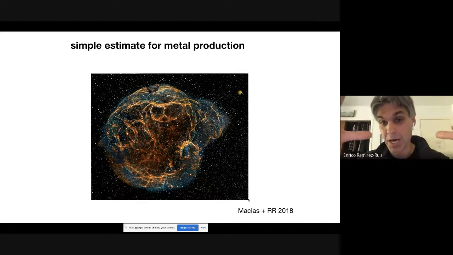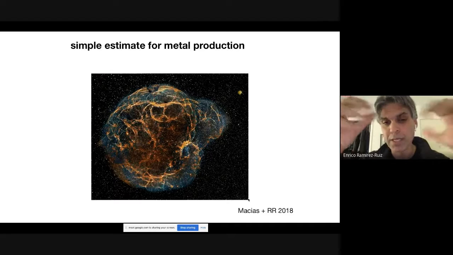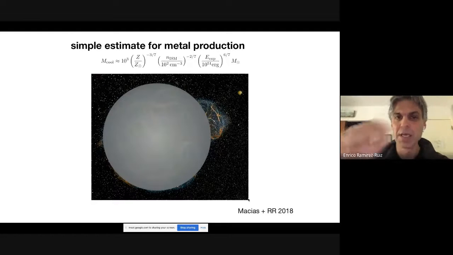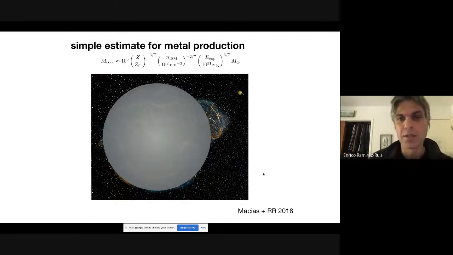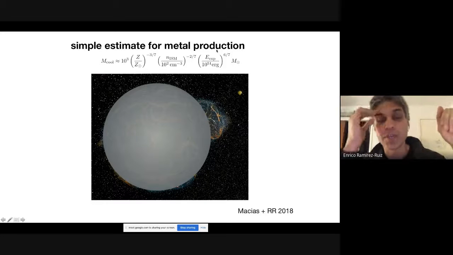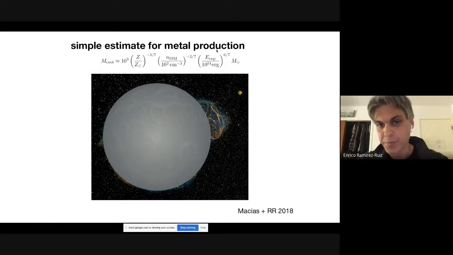It's incredibly hot, and it has to sweep enough material to start cooling. And that's usually what it's called, the cooling mass. And it's basically derived here. So the cooling mass, of course, depends on metallicity, because if you have more metals, you cool more efficiently.